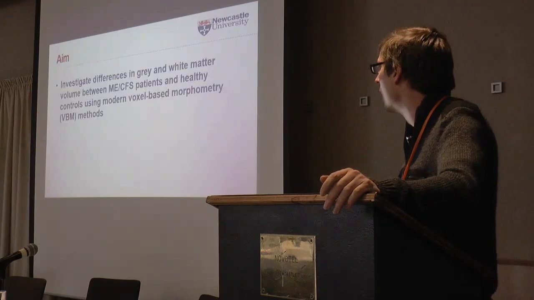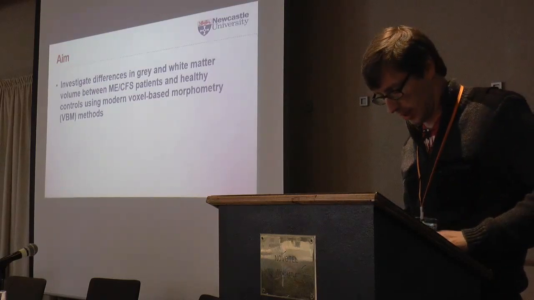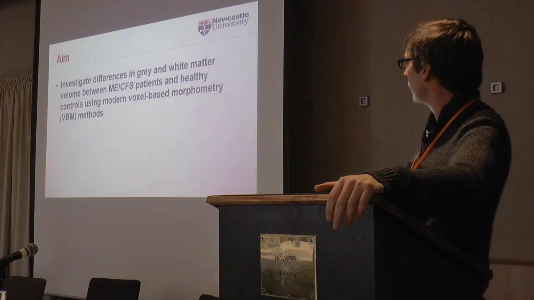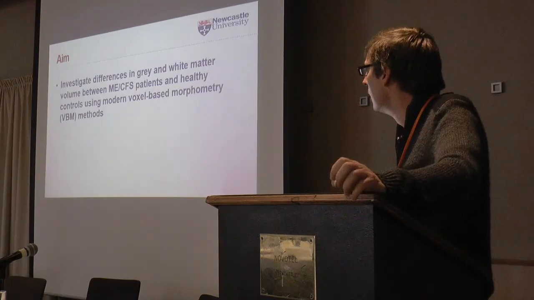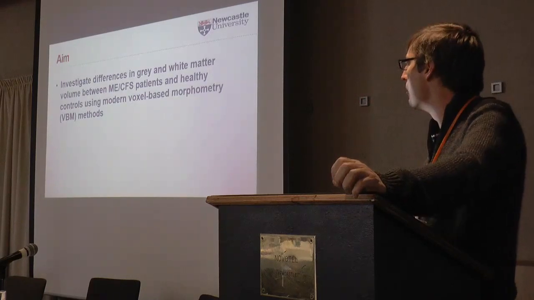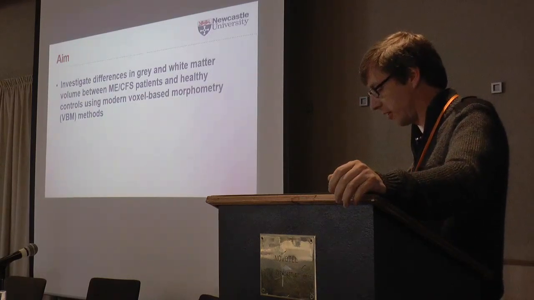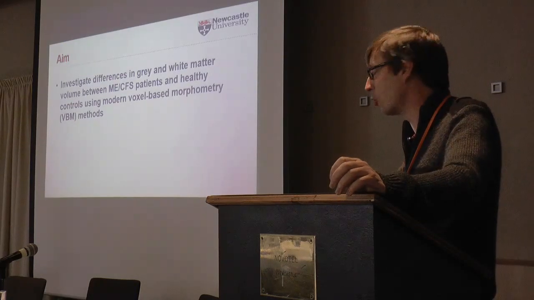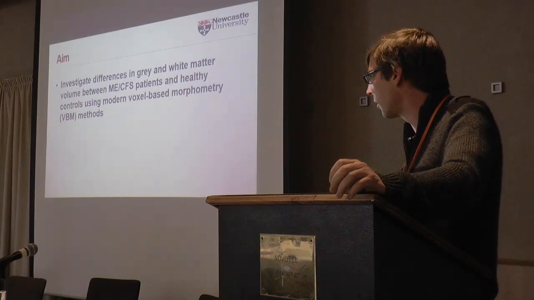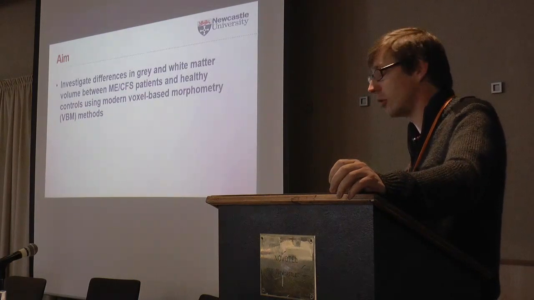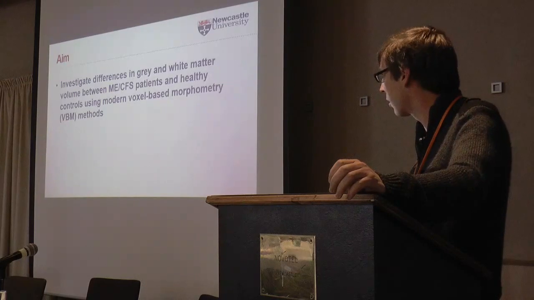So the aim of this study was to add to the confusion and investigate differences in gray and white matter volume between ME/CFS patients and healthy controls using modern voxel-based morphometry methods. And since I'm aware that probably only a very small minority of you will be familiar with these methods, I thought I'll spend a minute or so to talk about how they work.